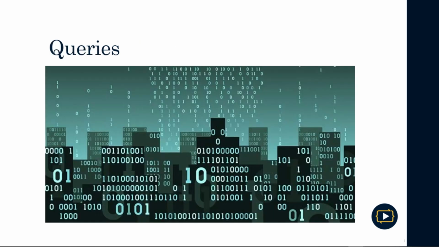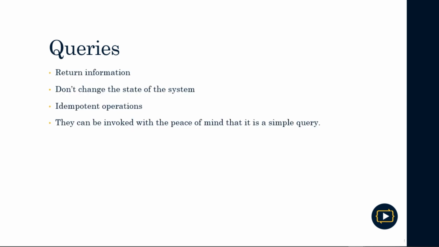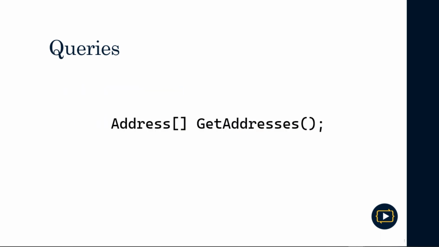Let's start by analyzing the queries. As we have said before, these types of operations return some kind of information, which means they do not modify the state of a system in any way. Among the main characteristics of queries, we can indicate that the returned information does not change or affect the state of a system, and they are idempotent operations, meaning they will always return the same type of result without affecting the system's state, no matter how many times they are executed. Being simple query operations, they are safe operations.